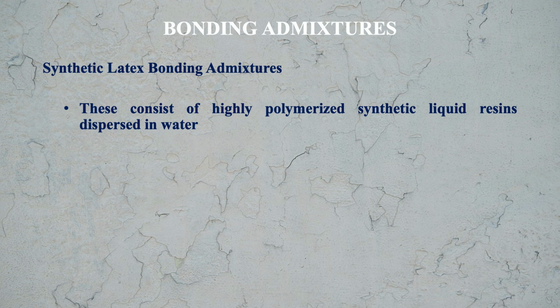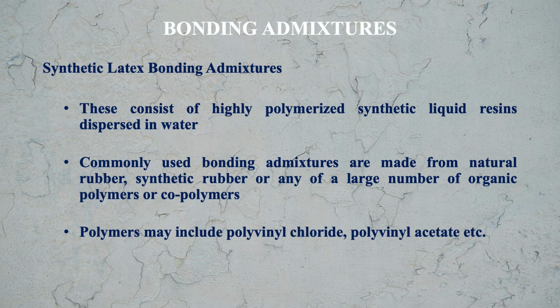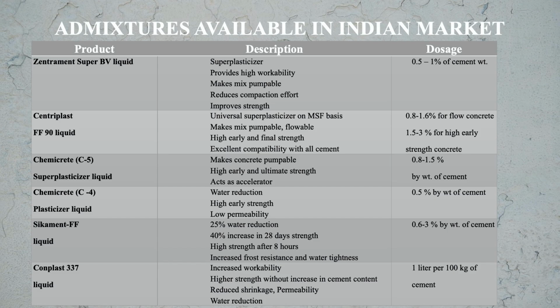Synthetic latex bonding admixtures consist of highly polymerized synthetic liquid resins dispersed in water. The commonly used bonding admixtures are made from natural rubber, synthetic rubber, or any of a large number of organic polymers or copolymers. The polymers may include polyvinyl chloride, polyvinyl acetate, etc. Now let us see some commonly available admixtures in the Indian market.